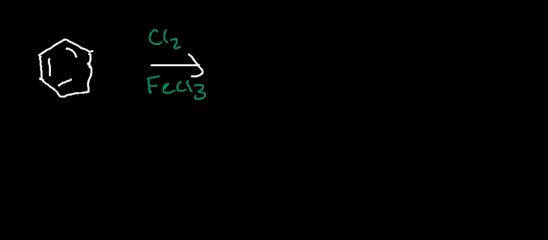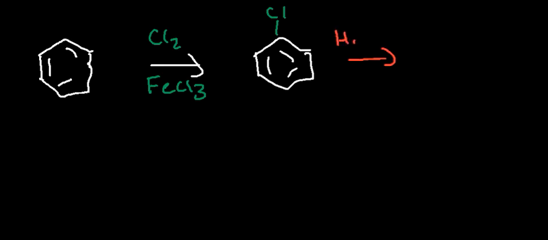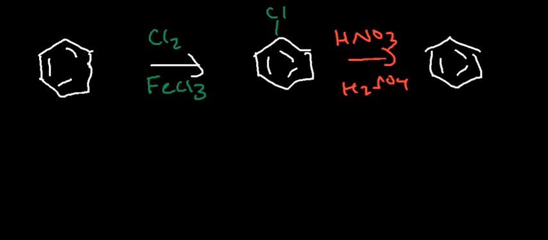So first, let's start with benzene, and let's make the reagents that we need. So first, we can add chlorine, Cl2, with FeCl3. That's going to put the Cl on the first carbon, and then followed by nitration. Now we're going to get this group. Okay, so that was the electrophile that we had when we want to connect the two benzene rings together.